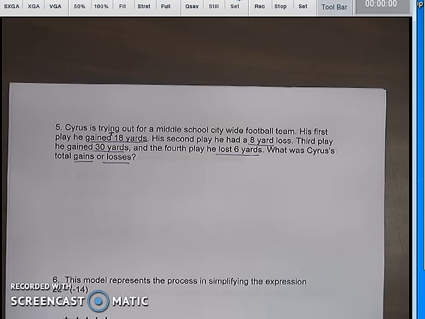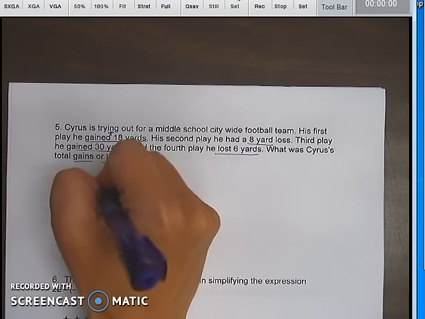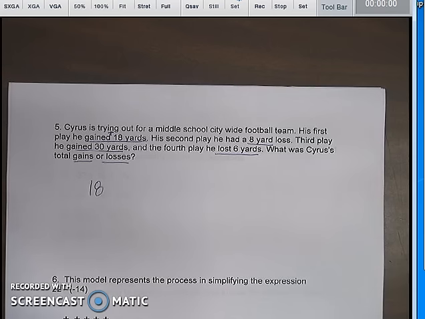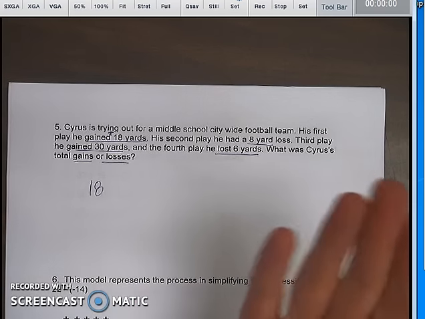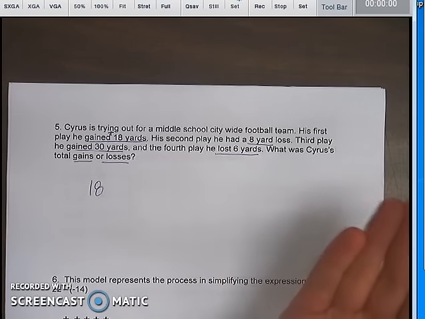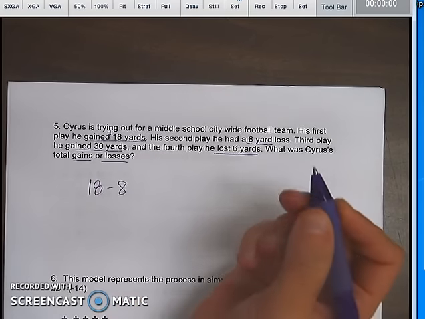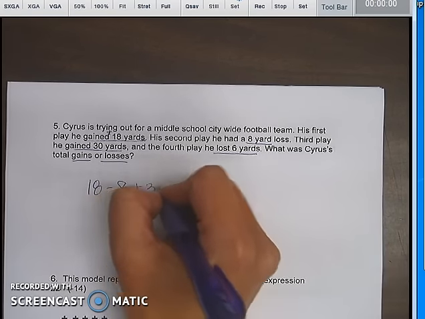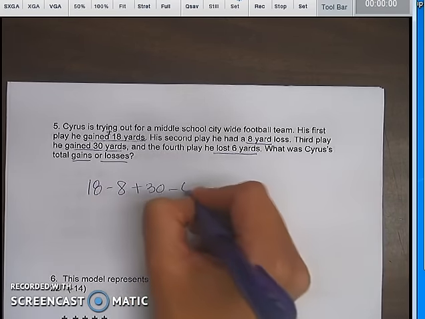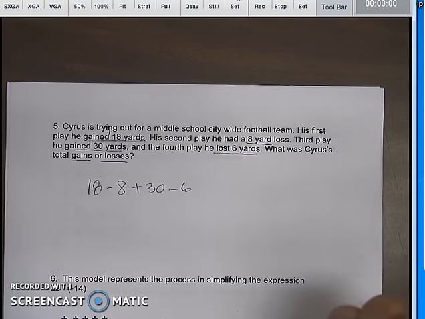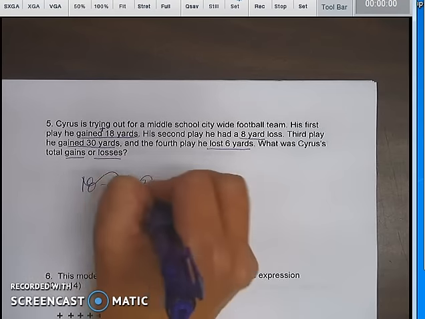So he started off by gaining 18 yards, so I had 18. Then like I said earlier, to add a negative, you don't have to. You could just subtract 8 yards. So it really technically could look like this: 18 minus 8 yards plus 30 yards minus 6 yards, okay? But I don't like to do that. I like to do it like this.